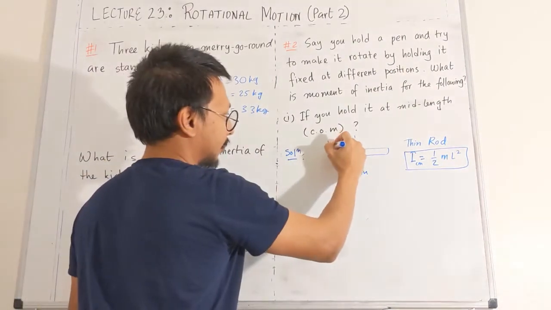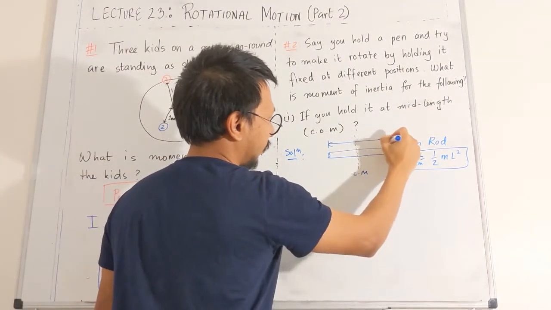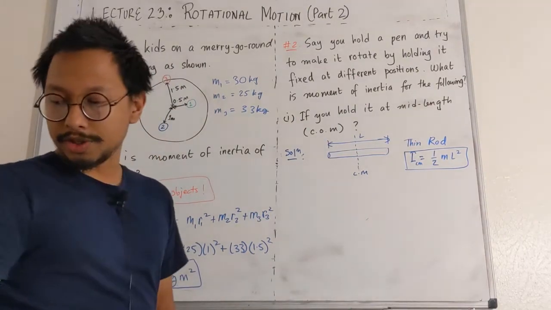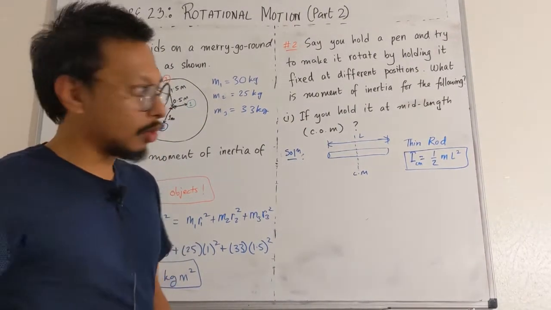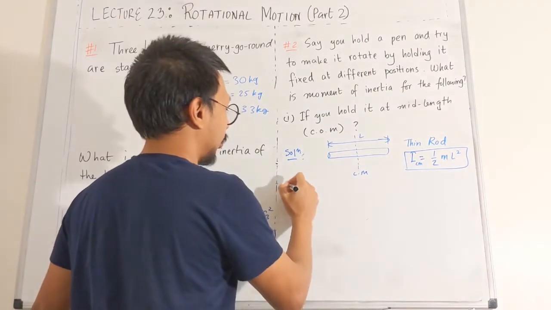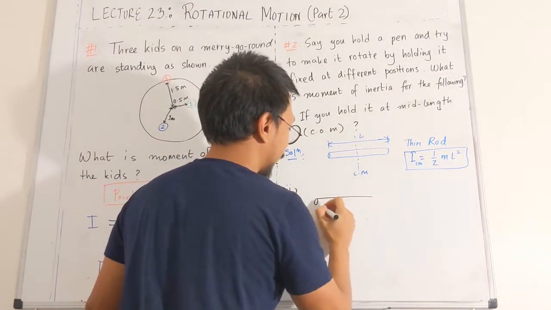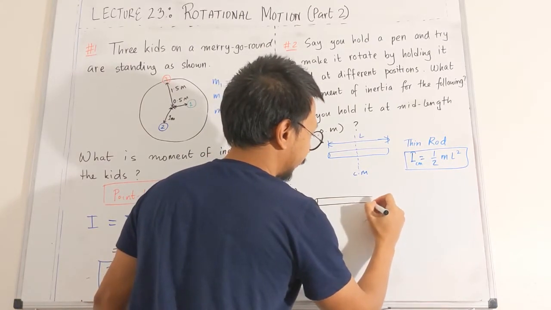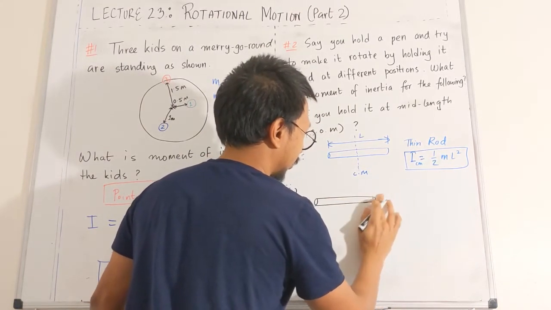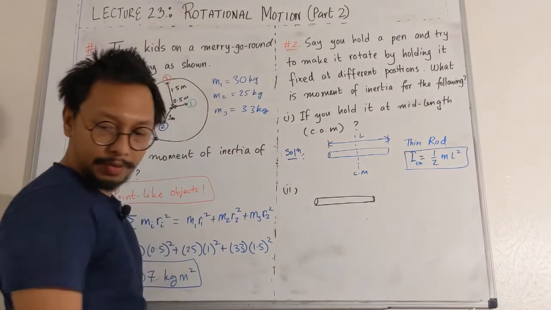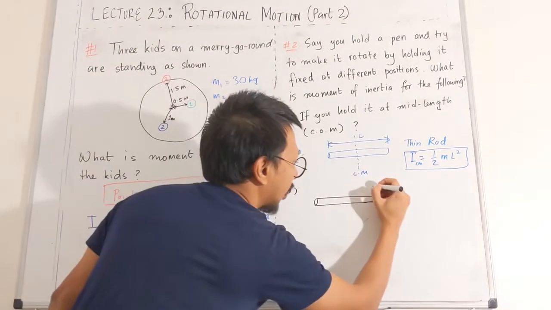So it is this length, L. All right. Now, the second part of the question asks, what if you hold it in a position that looks like this? So we have the rod here, right? Okay. What happens if we fix our axis right about here?